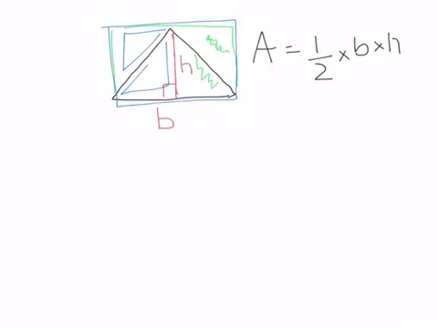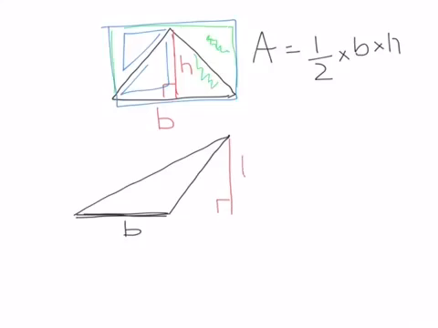Now, the other thing we have to be mindful of is sometimes triangles look like this. The area is still half the base times the height. If this is the base, the height has to be perpendicular, so that would be the height. So you have to be careful that the height is perpendicular to the base.